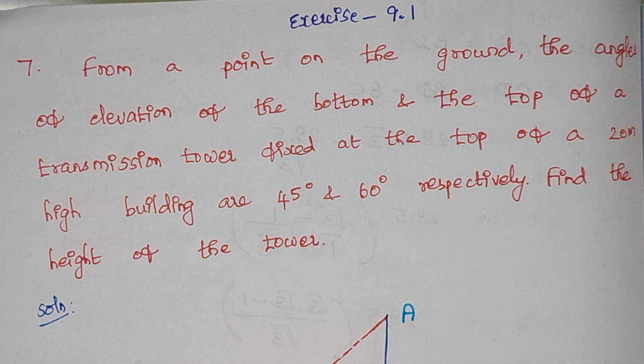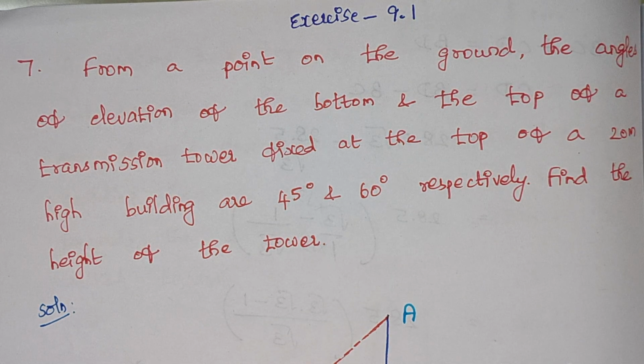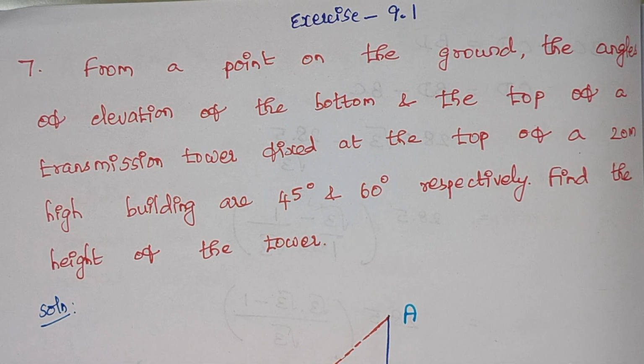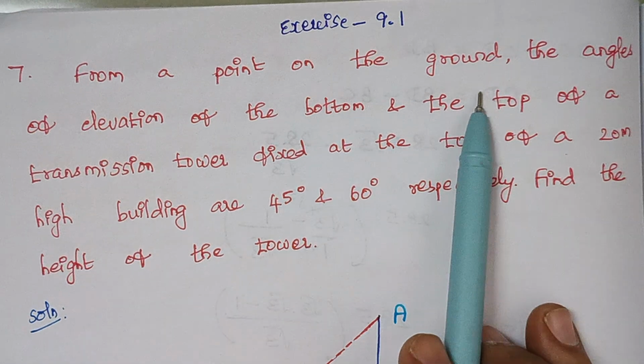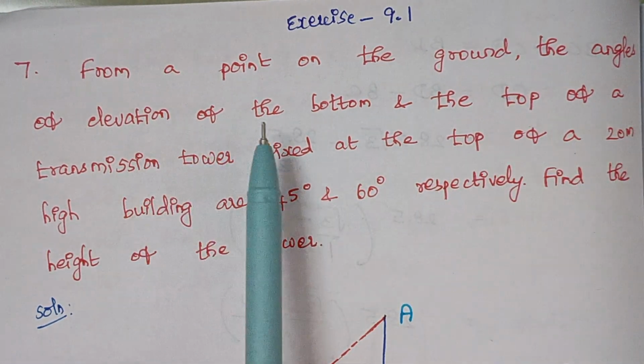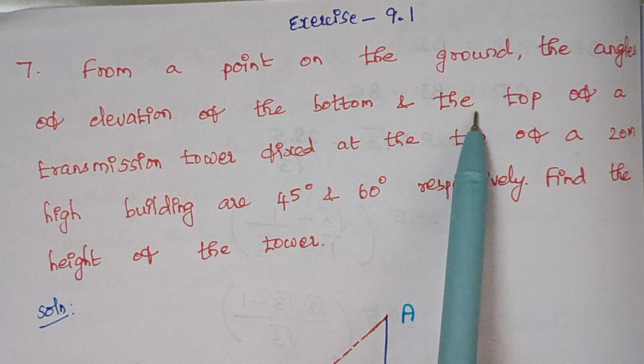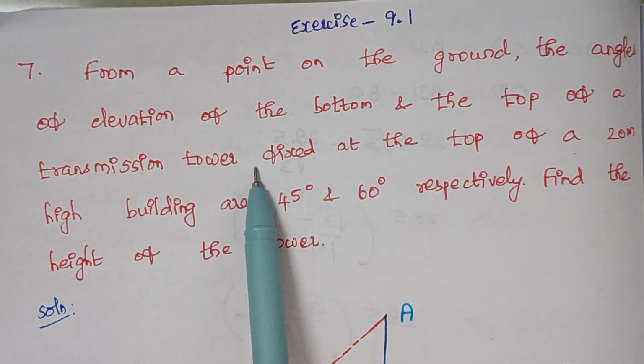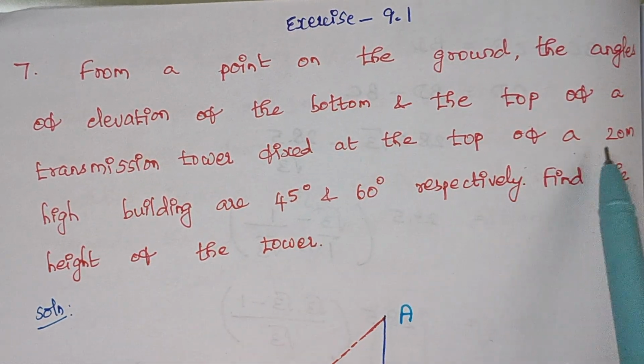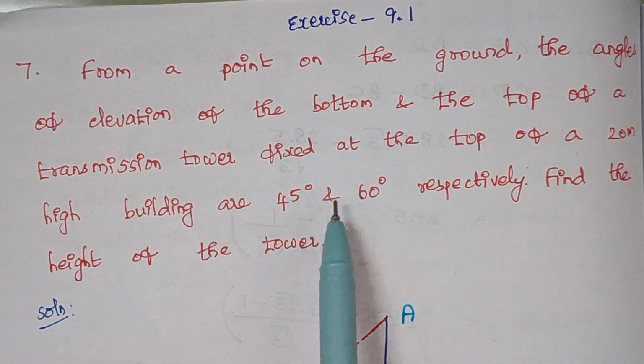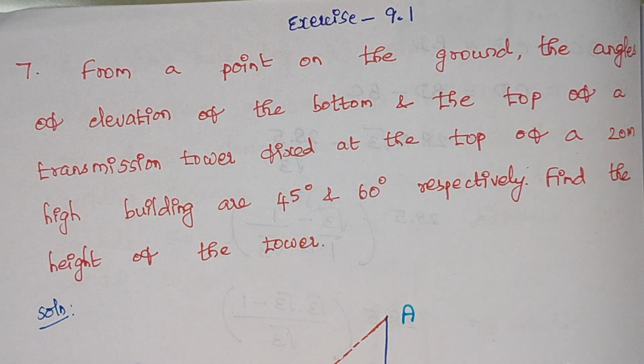Today we are going to solve problem 7 in exercise 9.1. The problem is, from a point on the ground, the angles of elevation of the bottom and top of a transmission tower fixed at the top of a 20-meter high building are 45 and 60. Find the height of the tower.